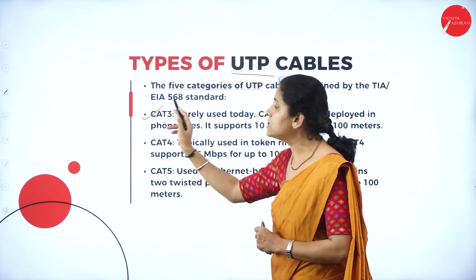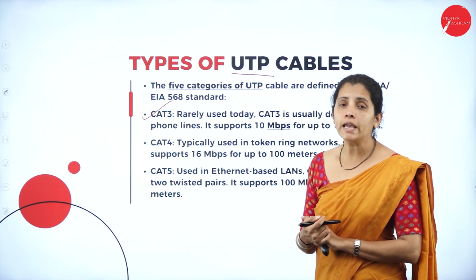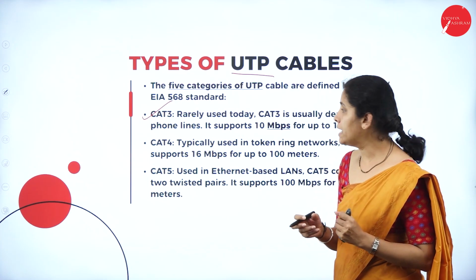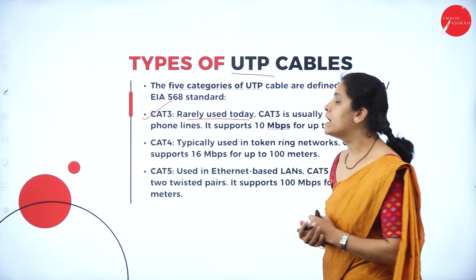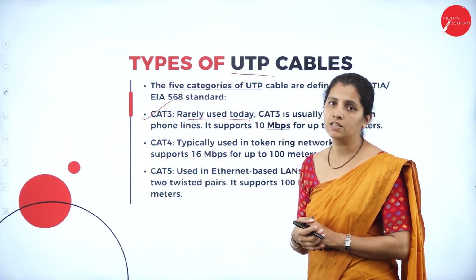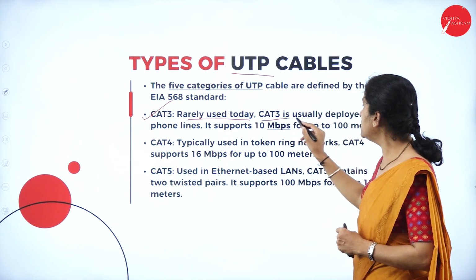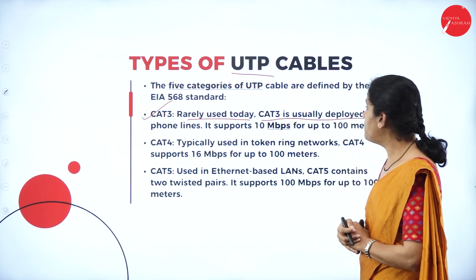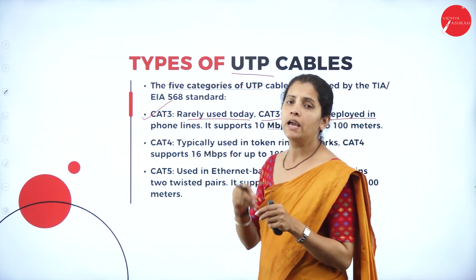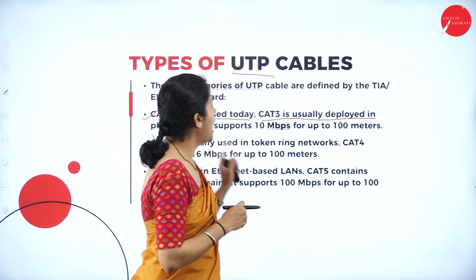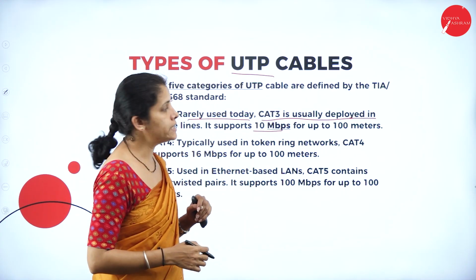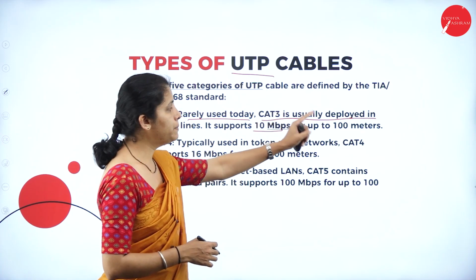In that, the first one is Cat3, that's nothing but class 3, but nowadays we rarely use it because of its low data transfer rate. Cat3 is mainly deployed in phone lines, where we can find Cat3 in our telephone line. And what is the data rate? It supports 10 megabits per second up to 100 meters.